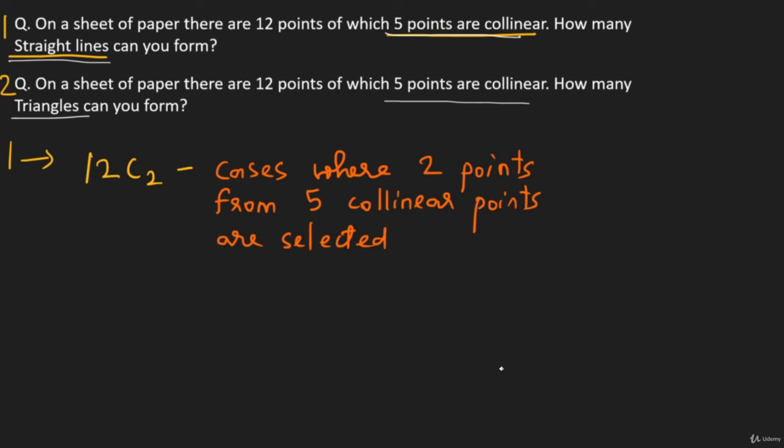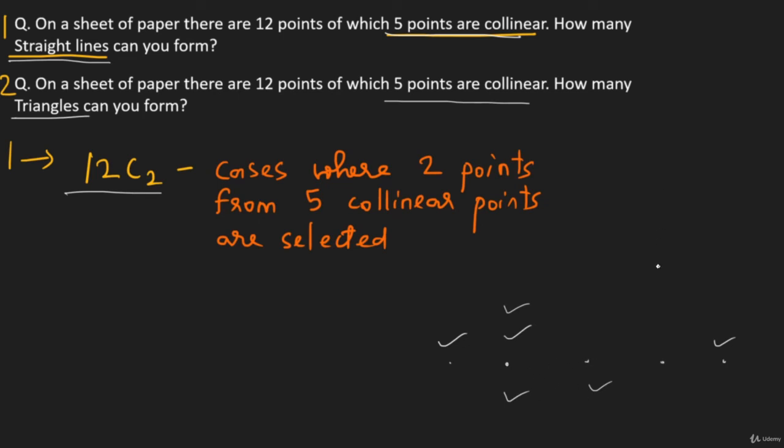Why is that so? Say these are the 5 collinear points, right? Now if I select these 2 points, or if I select these 2 points, or if I select this one and this one, I always get the same line, right? Now if we just do 12C2, it's considered that taking these 2 points or taking these 2 points are different cases.